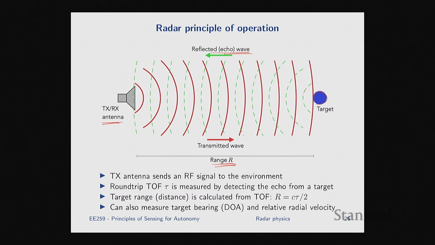Range is determined by the time of flight principle. If the round trip time of flight is tau, then your range would be, as we know, speed of light times tau over 2. Why over 2? Because it's a round trip, but our range is just a one-way range. Also, with some more processing, the radar can determine the direction of arrival. And we'll see it can also find the radial velocity of this target. If the target is moving away at some velocity v, or coming towards the receiver at some velocity v, radar can determine that based on the Doppler effect.